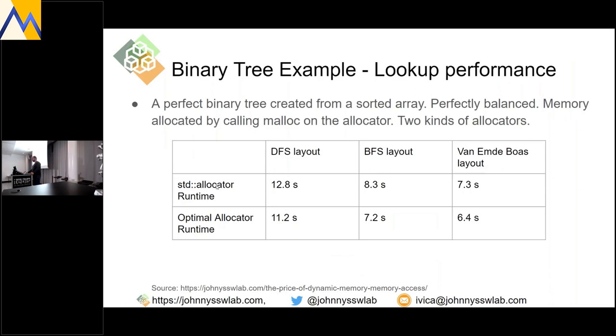And we did measurements here with two different allocators. One is the STD allocator, and the other one is like the perfect allocator, a really simple implementation replacing the STD allocator, which doesn't have this metadata, and you see that DFS is 11.2, BFS is 7.2, and van Emde Boas is 6.4.